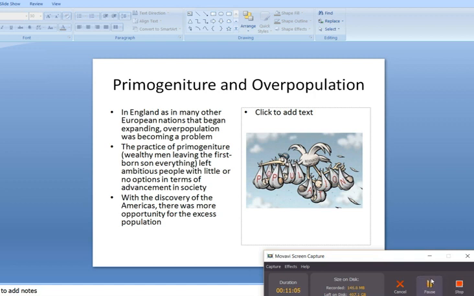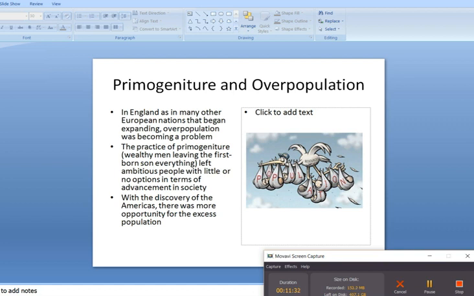Now, going in with that, you have the practice of primogeniture, which was increasing in Europe. Primogeniture, prima means first, firstborn son. So, in Europe at this time, it was becoming practice that when somebody died, say a lord or somebody that had some property, they would leave everything to their firstborn son.